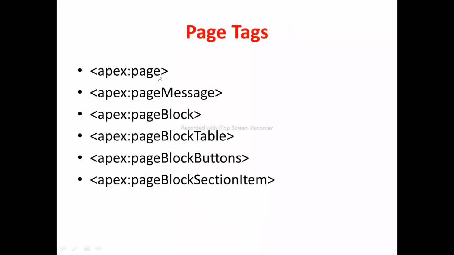First is page tags. The page tags category contains these tags: apex:page, apex:pageMessage, apex:pageBlock, apex:pageBlockTable, apex:pageBlockButtons, and apex:pageBlockSectionItem.